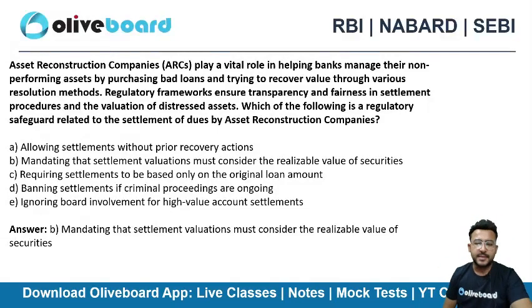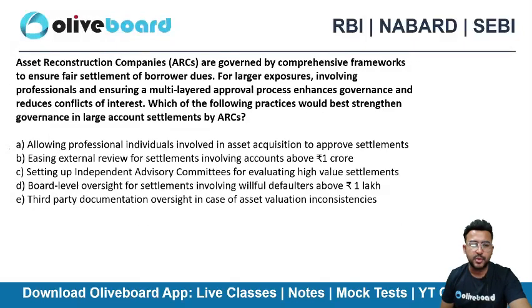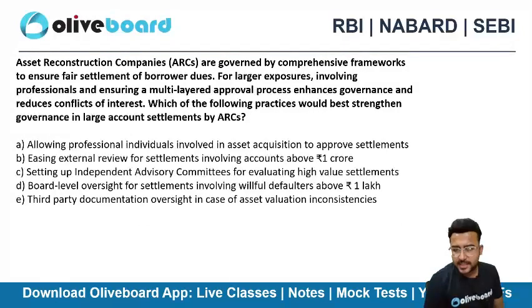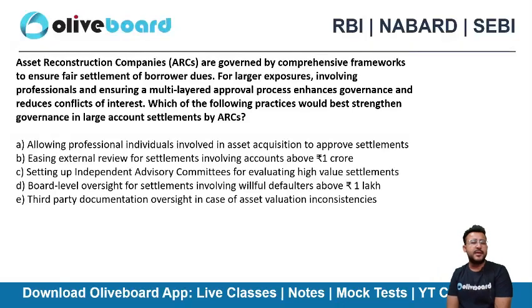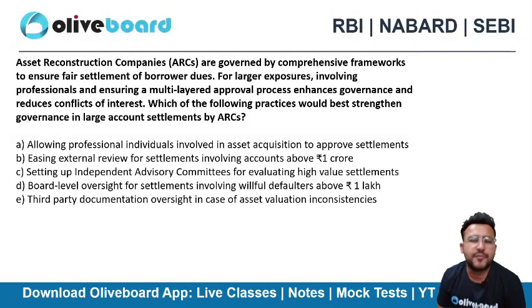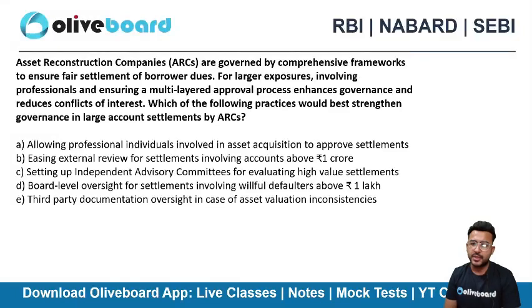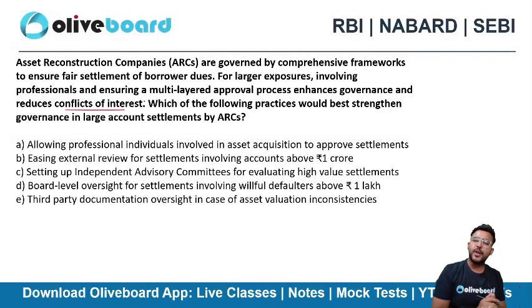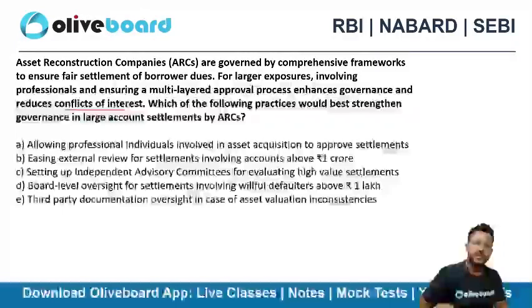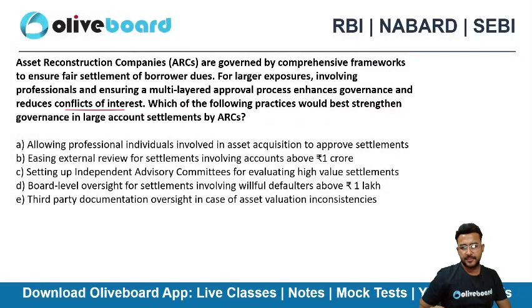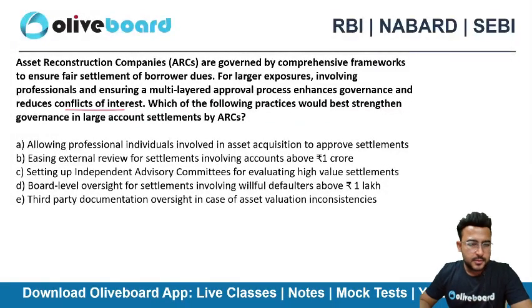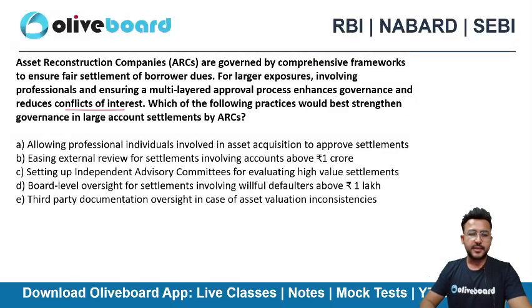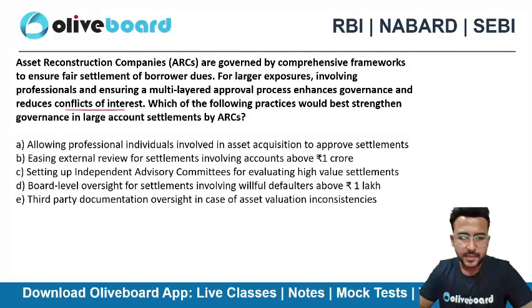If you guys have read that particular circular in detail, definitely you will be able to answer it. Asset reconstruction companies are governed by a comprehensive framework to ensure fair settlement of borrower dues. For large exposures, involving professionals and ensuring a multi-layered approval process enhances the governance and reduces the conflict of interest. Which of the following practices would best strengthen the governance in large account settlements by ARCs?